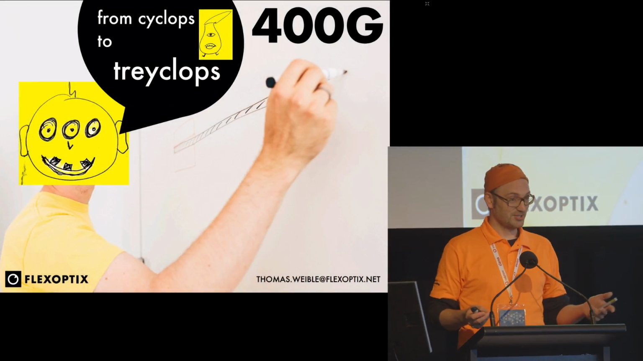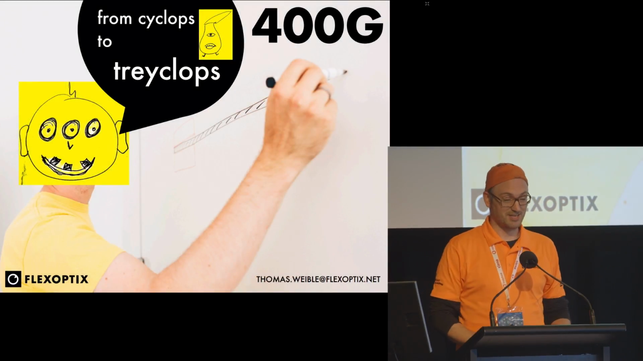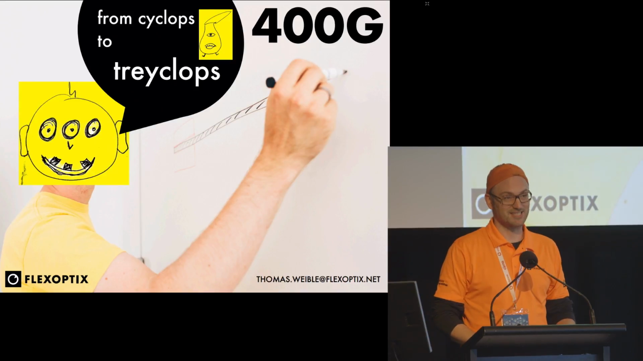I gave that presentation at the RIPE meeting last year, and Aaron from 6Connect came to me later and said, hey Thomas, you have to replace the title of your presentation, because what you're talking about is basically from Cyclops to Triclops, and he's right. So this presentation has two sections. It's a theory part, which I will start at the beginning, and then later there's some hands-on stuff as well, and there you will understand the Triclops and also the Cyclops.